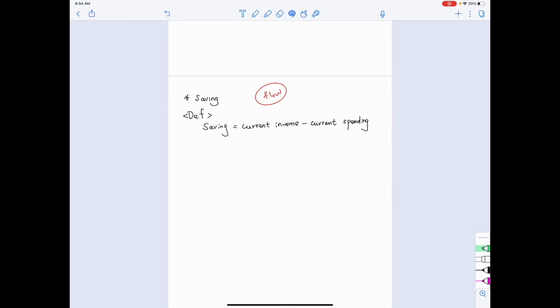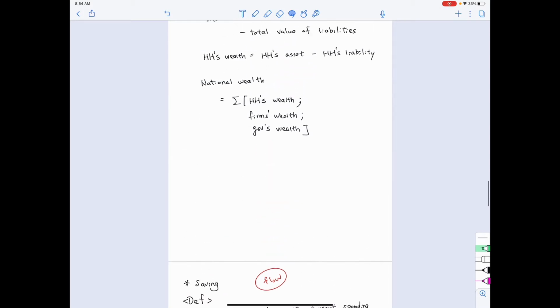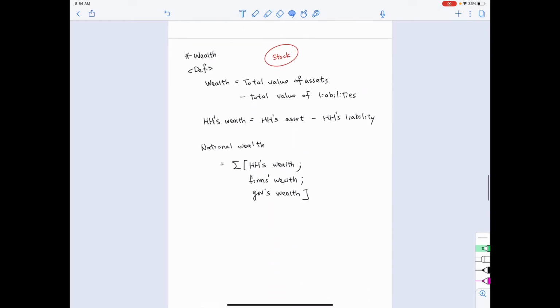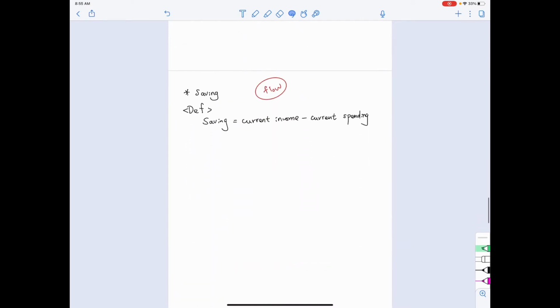On the other hand, wealth, which we talked about earlier, is a stock concept. That is because it is the total value of the assets that we own minus the total value of the liabilities that we have. Therefore, wealth is a stock concept. Saving is a flow concept.